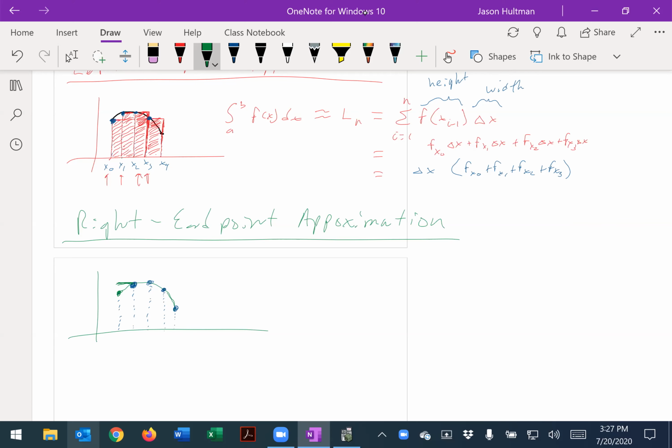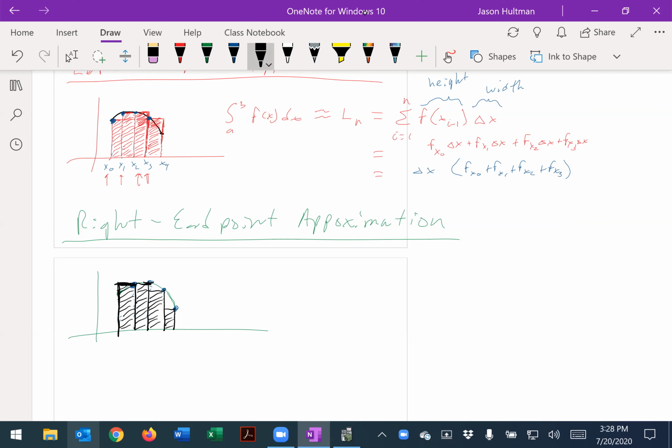Maybe I'll use a different color. Let's use black. We're going to go like this, and then like so. That's my first rectangle. This is my second rectangle. This is my third rectangle, and this is my fourth rectangle. And so we're getting a different estimate. This is called a right endpoint approximation.